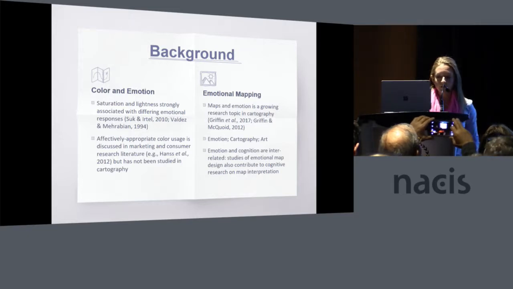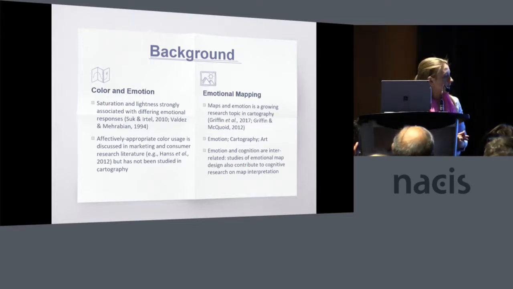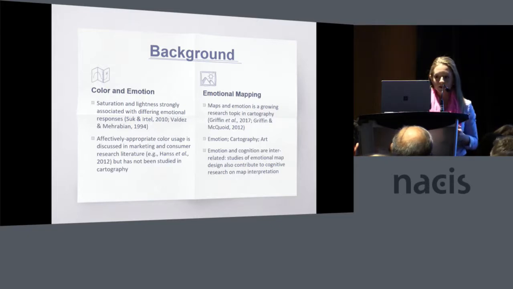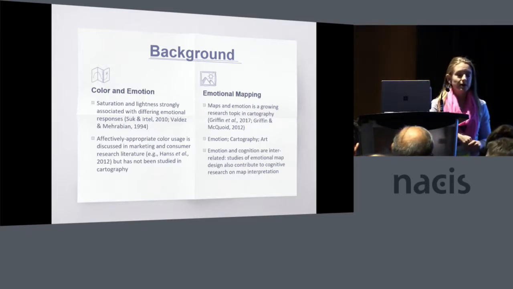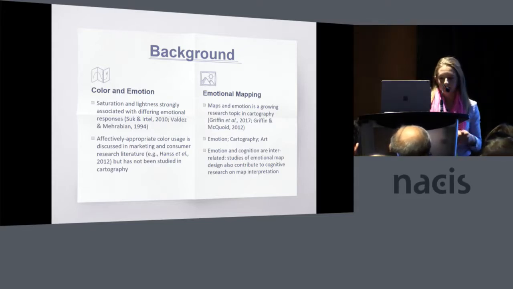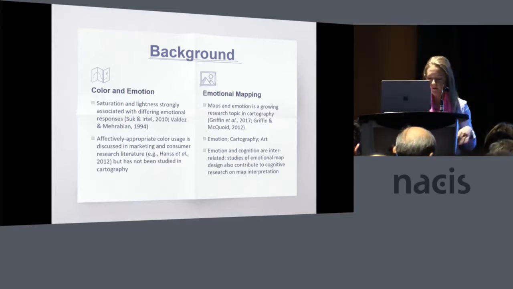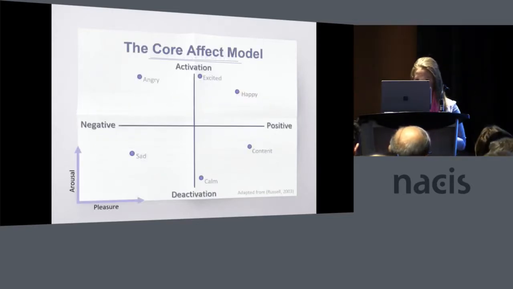Maps and emotion, however, is a growing field in cartography, and affective media such as music and emotive art have been suggested as really promising tools for imbuing emotional qualities within our maps. And not only are the affective qualities of maps interesting in and of themselves, but emotion and cognition are also very interrelated. So when we learn more about the affective qualities of our maps, we actually also learn more about cognition in a way. We contribute to that research field.